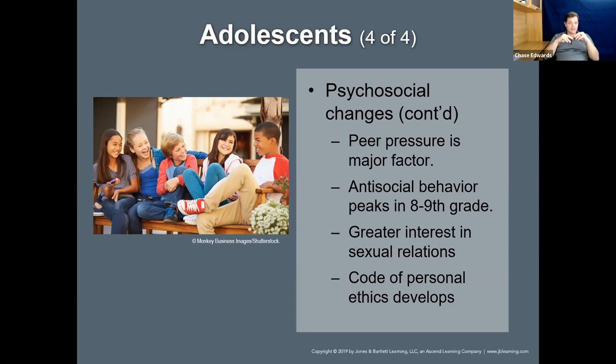And that's when eating disorders may develop as they become obsessed with their body image or their self-image. Self-destructive behaviors such as smoking, drinking, sex, and other high-risk behaviors may also begin at this point. And that's all part of trying to find that identity.